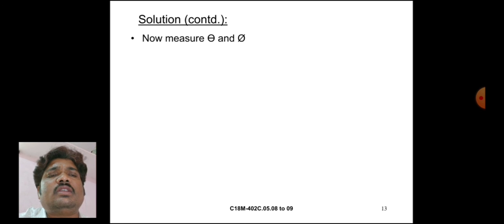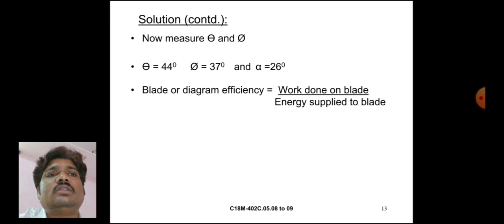Theta and phi are the blade angles: theta is the inlet blade angle, phi is the outlet blade angle. Theta, the inlet blade angle, is 44 degree, and the outlet blade angle is 37 degree. Alpha, the inlet nozzle angle, is 26 degree.